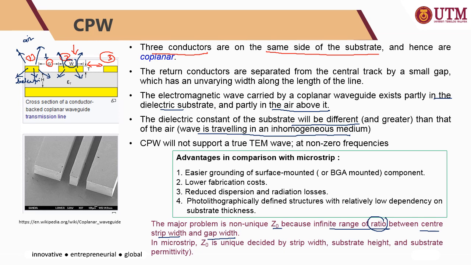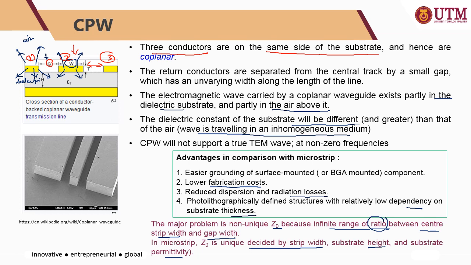Okay, in practice, the Z0 for a microstrip line is unique. That's decided by the strip width, substrate height, and substrate permittivity. So we are going to look at this calculation in the design process. The advantages of the CPW, or coplanar waveguide, in comparison with microstrip: it has easier grounding or surface mounting, lower fabrication costs, reduced dispersion and radiation losses, and photolithographically defined structures with relatively low dependency on substrate thickness.